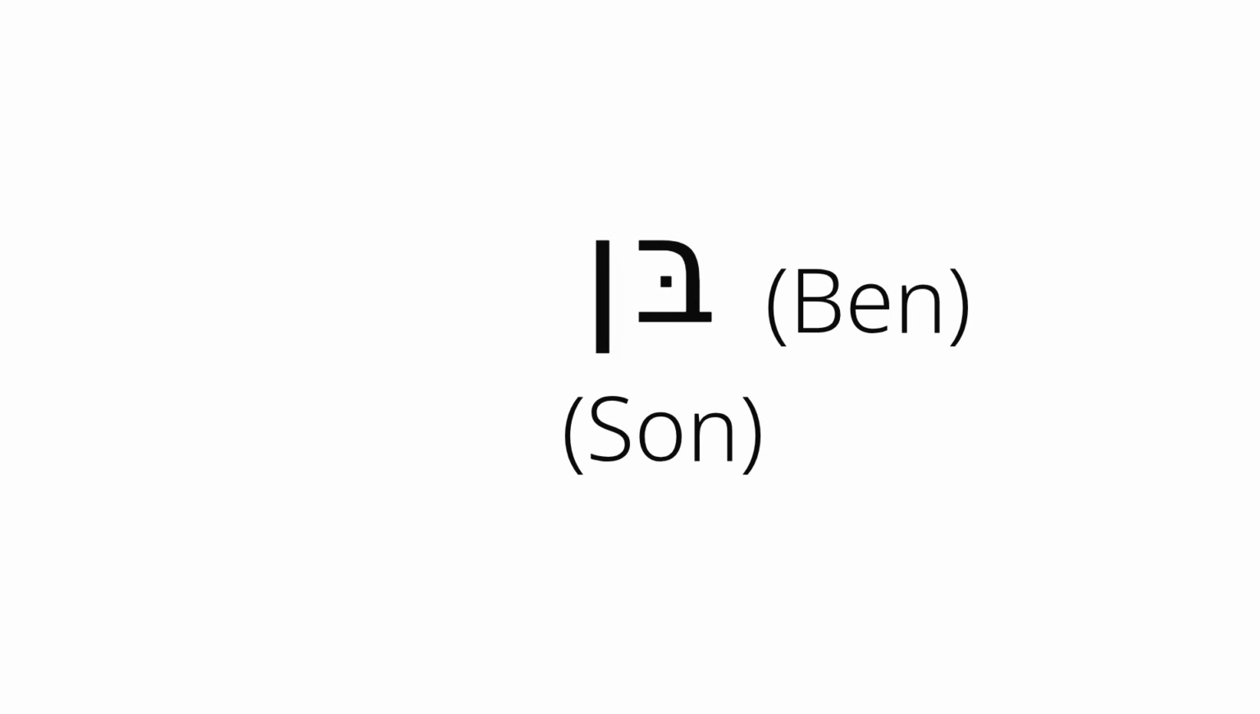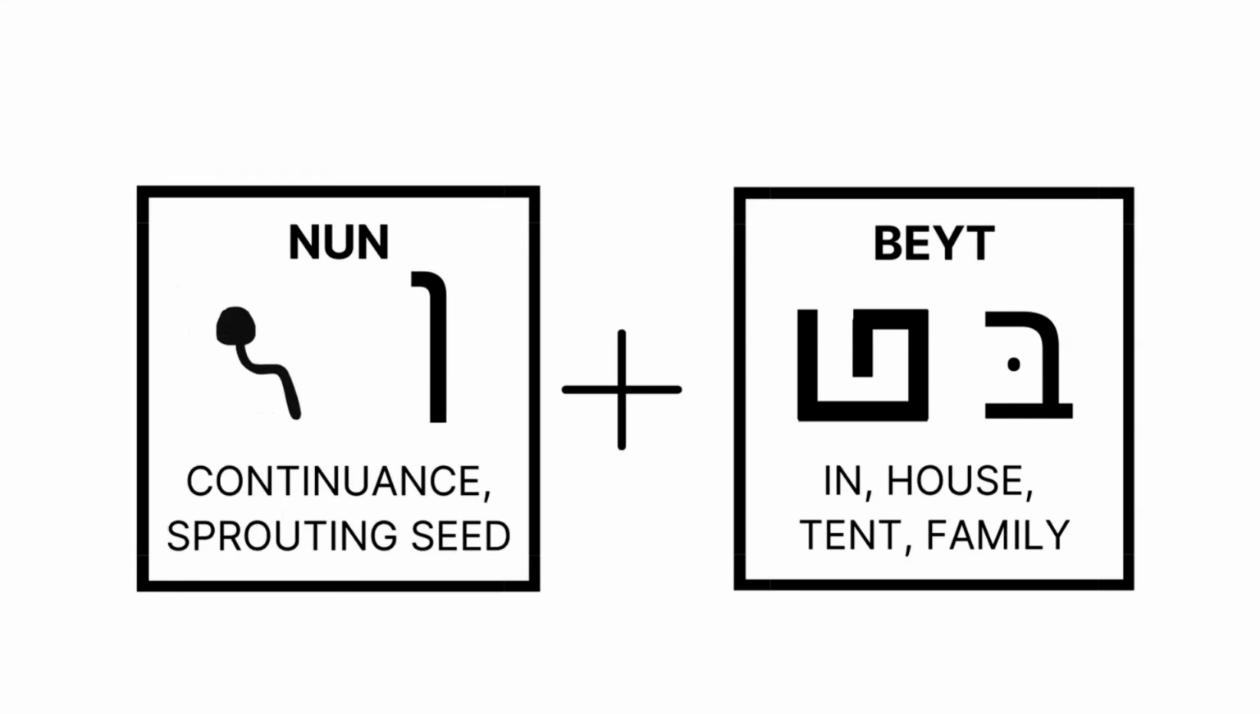Here we have the letter Beyt and the letter Nun. This Hebrew word is Ben, meaning son, and this is where we get our English name Ben from. The Beyt is combined with the Nun. Beyt holds the value of 2. It means plurality, others, and creation. It symbolizes the house, tent, and family. It tells us of the location, which is in.